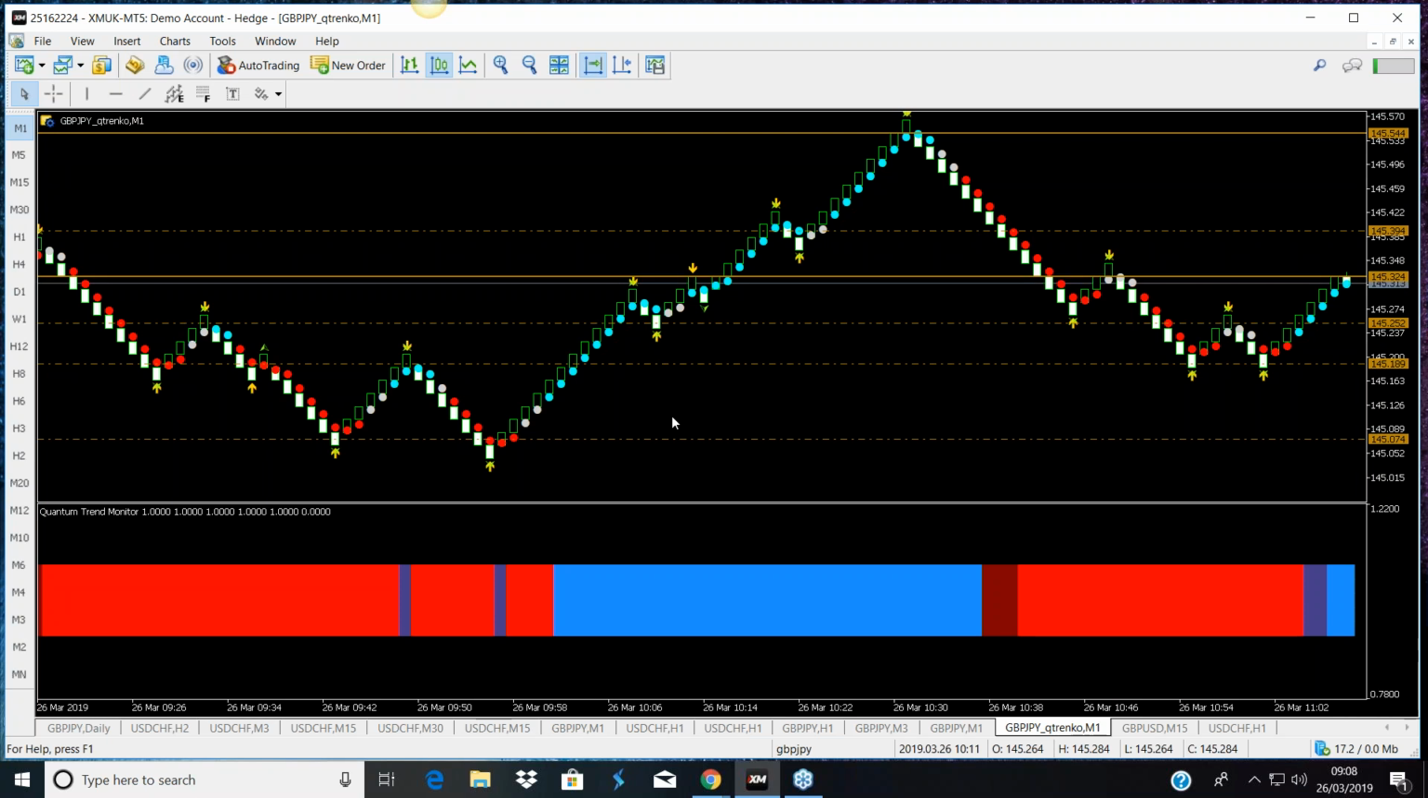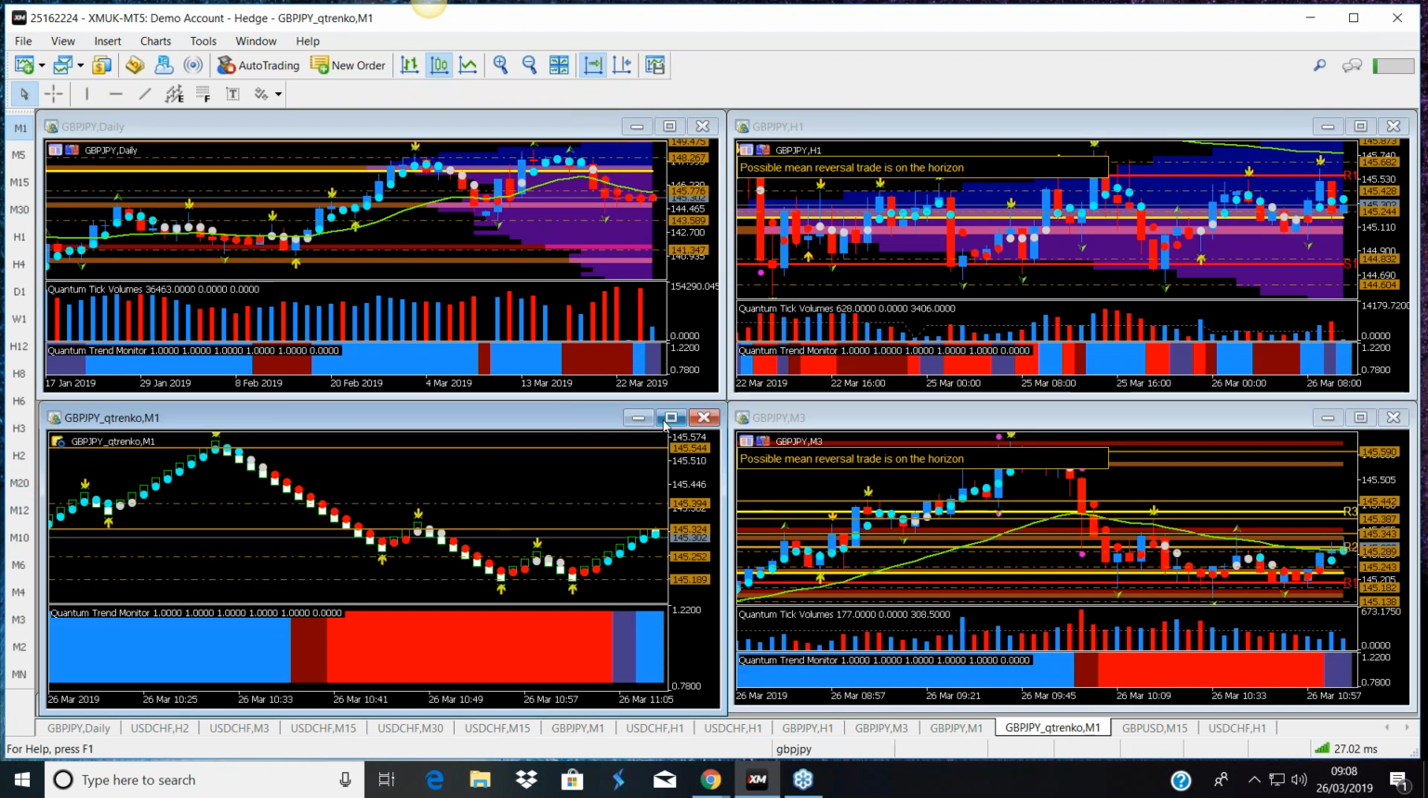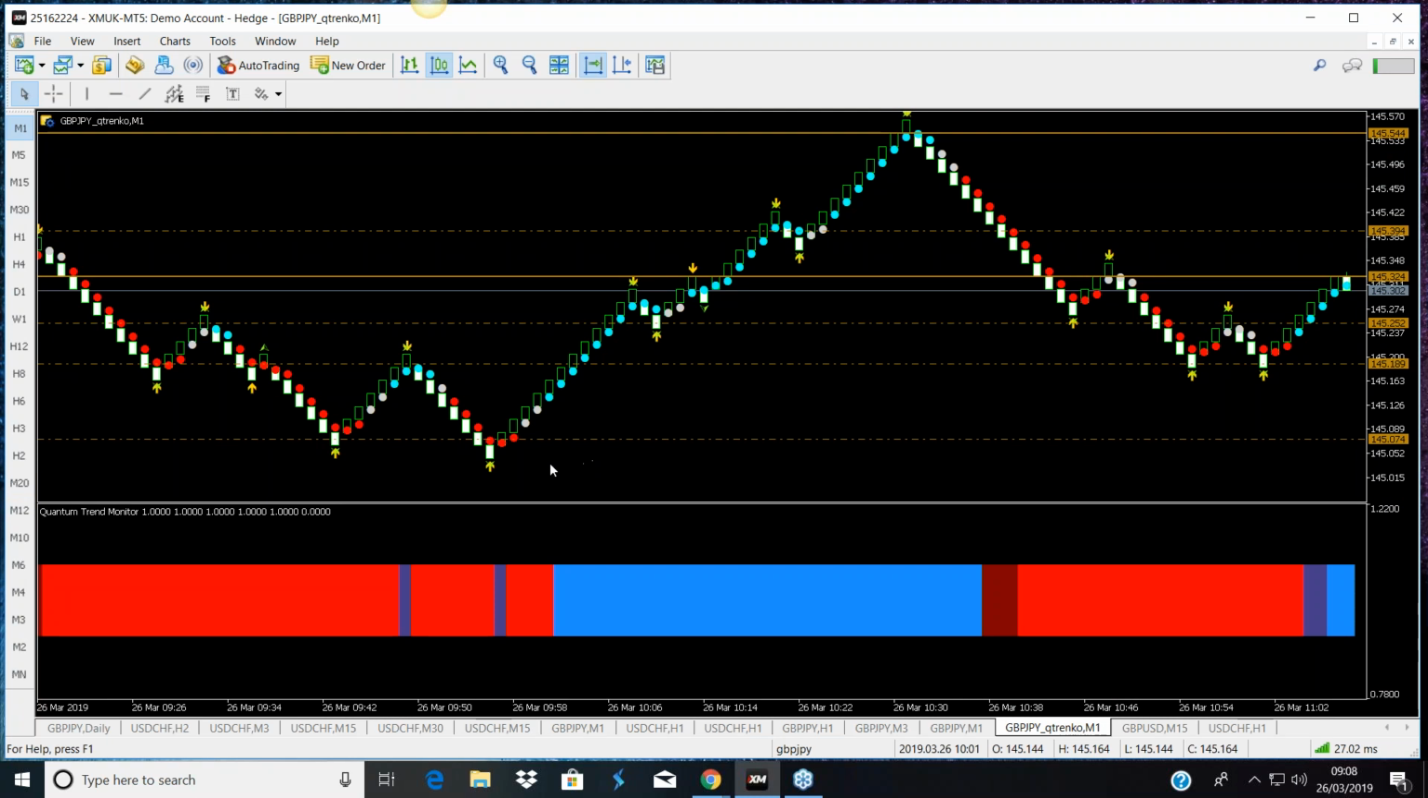What you can do, which is why we've developed this, is smooth that out by using a non-time-based chart. And here I have the Renko. It's a fixed box size, and I've actually got 2 pips on this one. If we look at the same section of price action, because you have the smoothing, you don't have the wicks to the tops and bottoms.